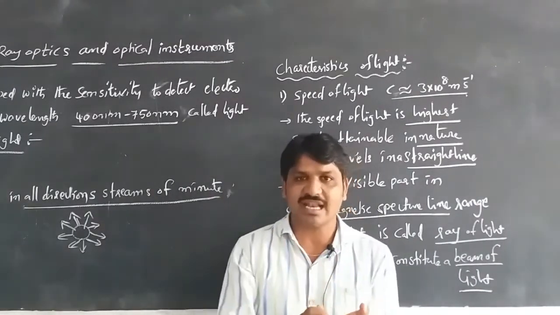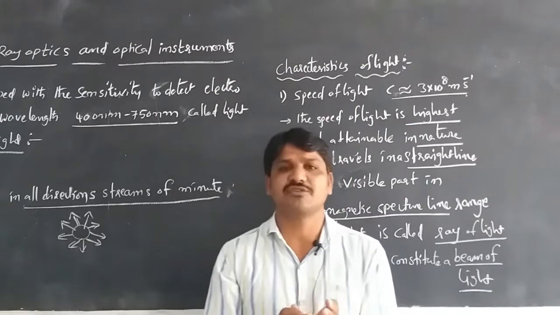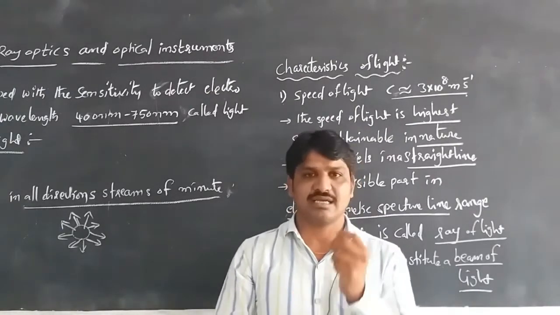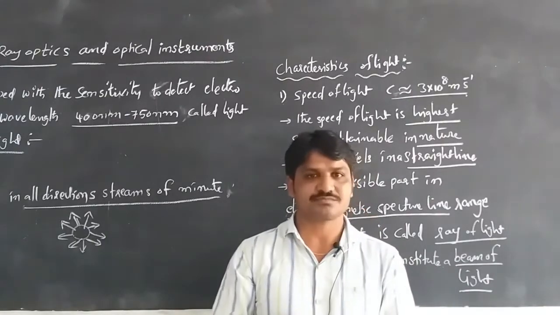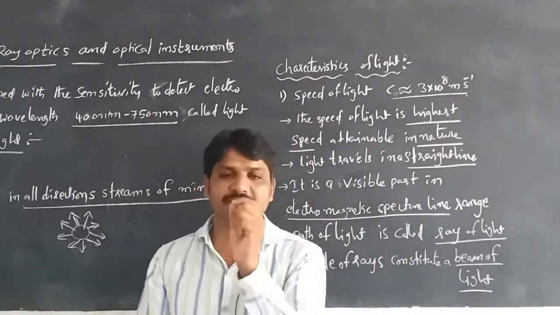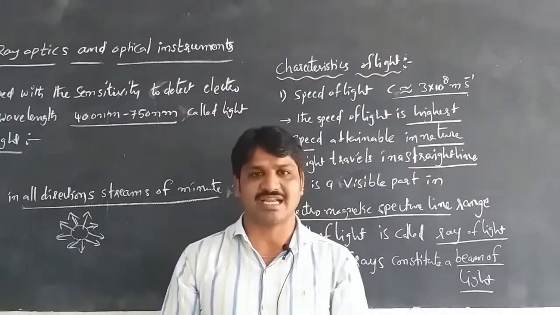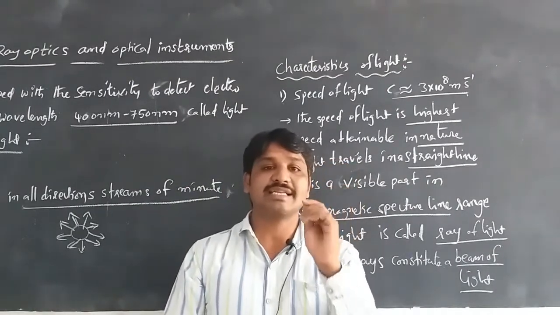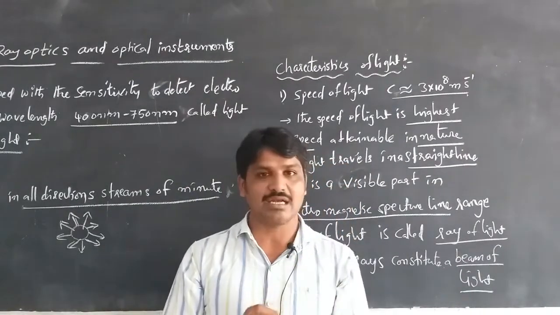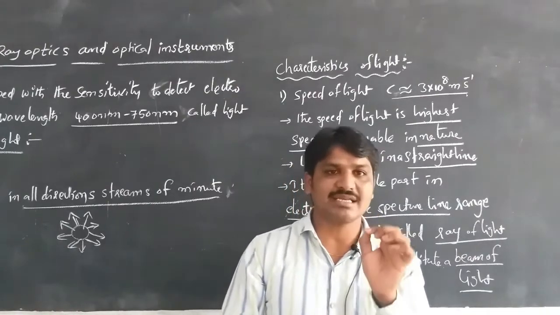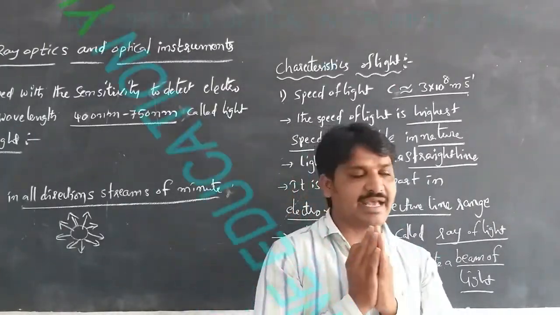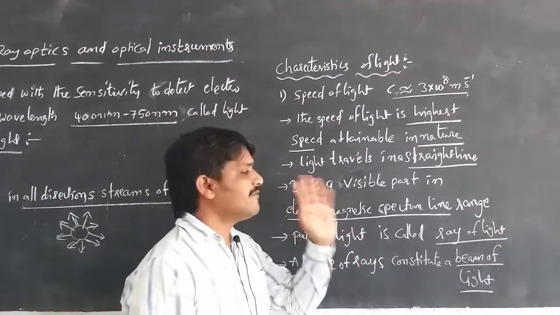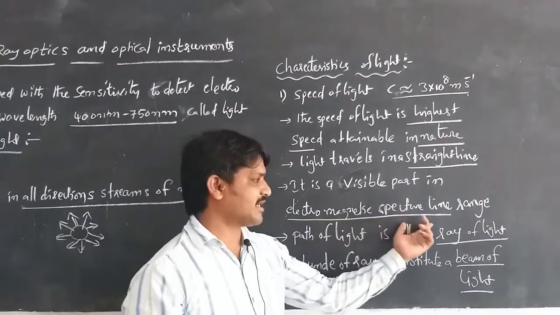The speed of light is approximately c equal to 3 into 10 to the power of 8 meters per second. Light always moves in a straight line, and its speed is the highest speed attainable in nature, meaning light has more speed in air. It is the visible part of the electromagnetic spectrum.